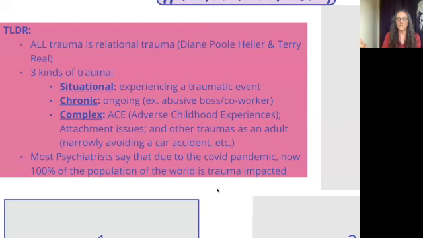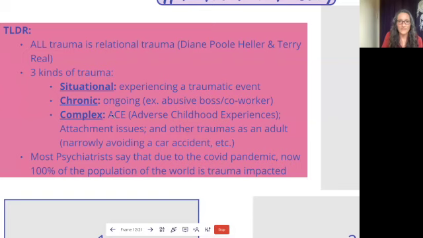Situational is like experiencing a traumatic event. Chronic is ongoing. So that could be like an abusive boss or abusive coworker, someone who's always teasing you, always putting you down, always saying your work is not good enough, or it could be better, or you're not going fast enough. That is actual trauma, and that wears you down, especially when it's regular. It doesn't have to be every day, but when it's pretty regular.